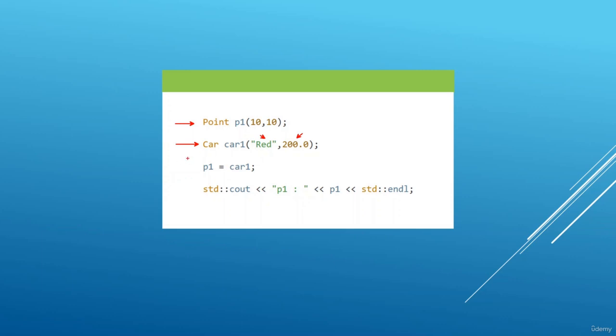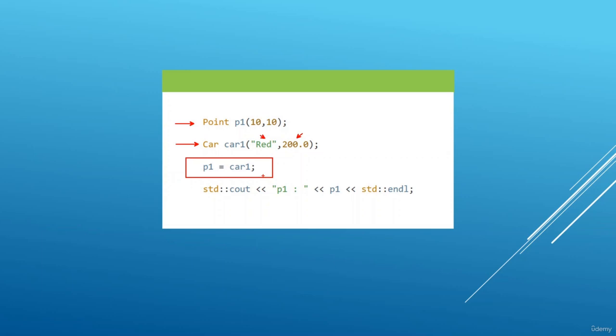Suppose we can do something like this. But what is really important for this lecture is an assignment like this. Suppose for some reason you want to be able to cross-assign point and car objects, and you want to assign a car to a point object. If you do something like this by default, you're going to get a compiler error because the compiler doesn't really know how to assign a car to a point. What does that even mean?